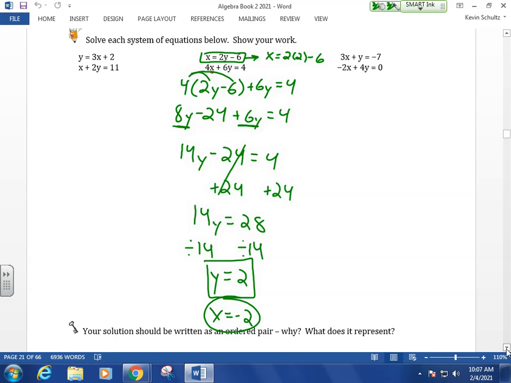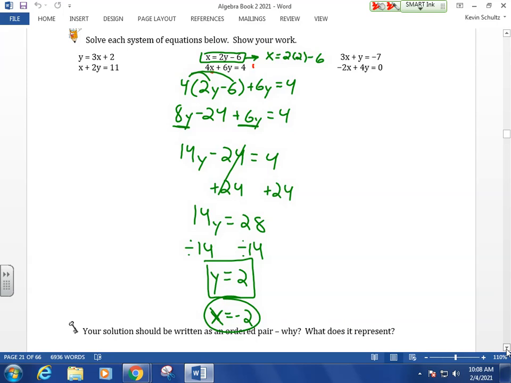So y equals positive 2, x equals negative 2. Okay? To check this, last time we plugged them into both equations. You could certainly do that. You wouldn't necessarily have to, because this negative 2 came from using that top equation. So if it works in the other one, 4x plus 6y equals 4, then you can be pretty confident that you've got the right answer here.